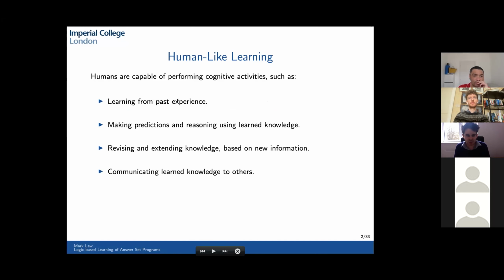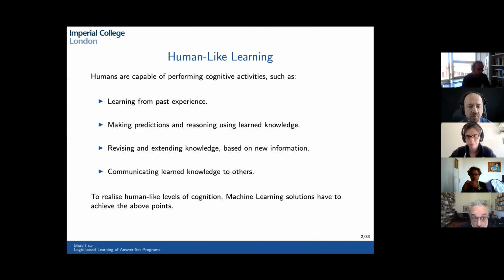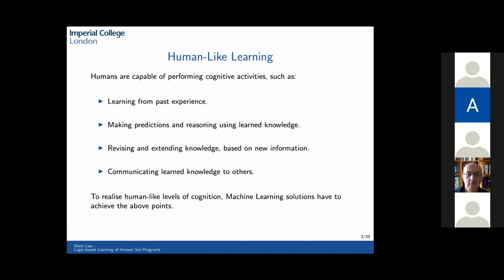Okay, so as humans, we are all capable of performing very high-level cognitive activities. We can learn from our past experiences, we can make predictions using the knowledge that we've learned, and if we already have an existing knowledge base and we encounter some new information that isn't covered by this knowledge base, we can revise or extend the knowledge that we've previously learned. And crucially, we are able to communicate what we've learned to other people. So in order for machine learning solutions to achieve real human-like performance and real human-like levels of cognition, it's vital that they're able to do all of the four above things.